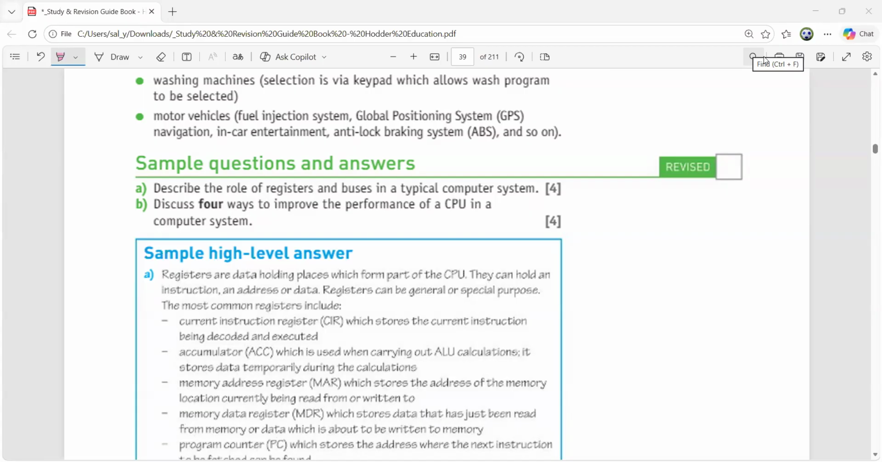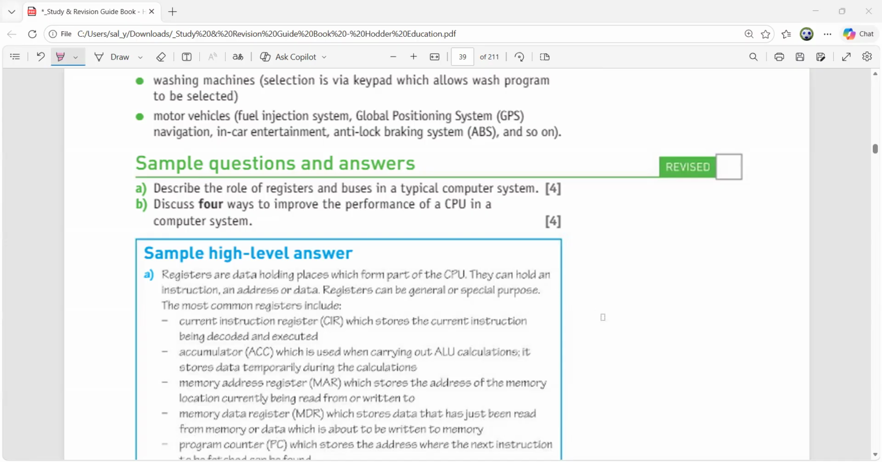Simple questions. Describe the role of registers and buses in a typical computer system. It's a 4 mark question. So always remember, we look at the answer and the marks. Discuss 4 ways to improve the performance of a CPU in a computer system. So be clear, when it comes to describe or discuss, you need to be more descriptive in your answers. You need to elaborate so they can score the marks.